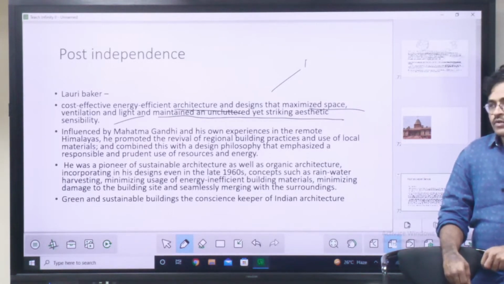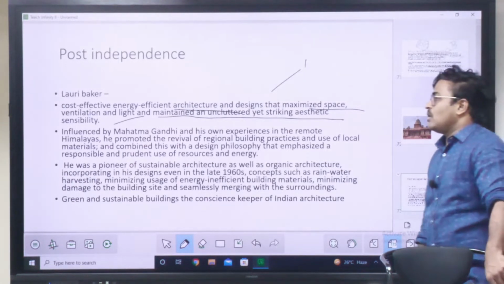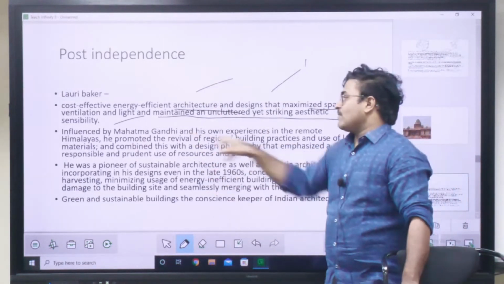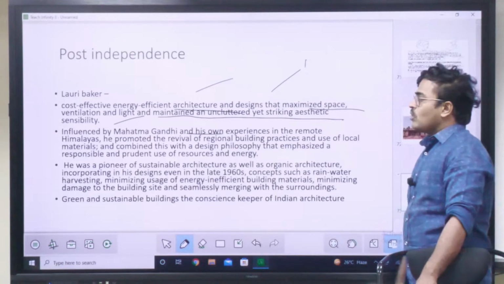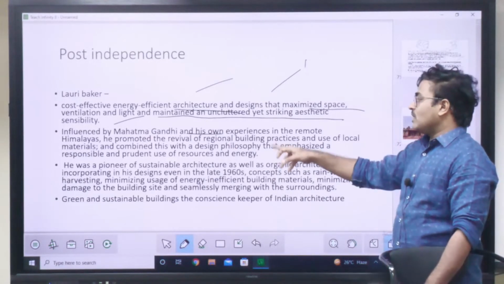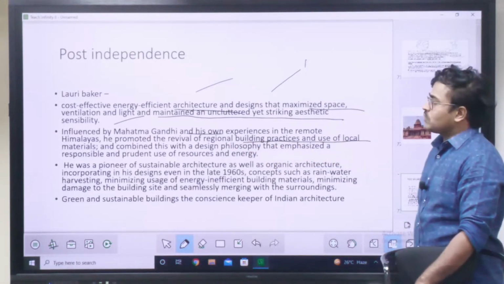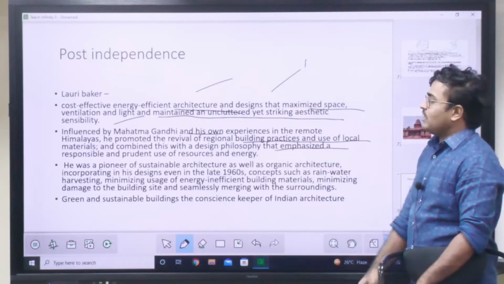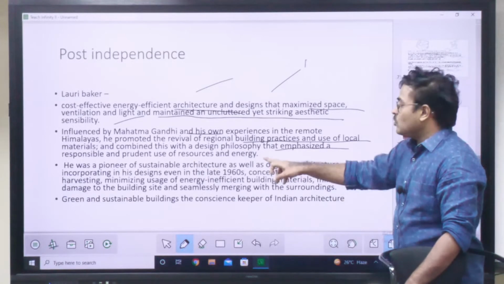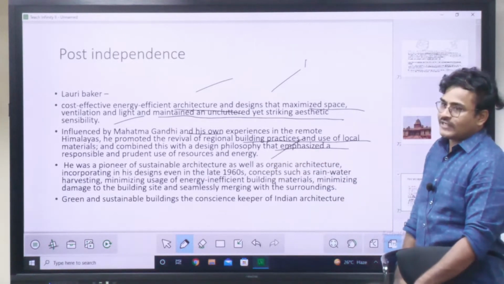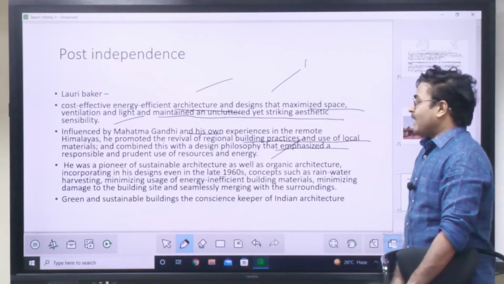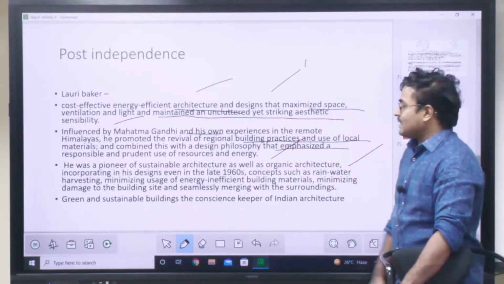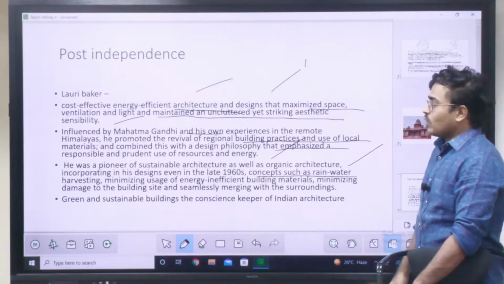So this is the case of this person called Laurie Baker. He is influenced by Mahatma Gandhi and his own experiences in the remote Himalayas. He promoted the revival of regional building practices and use of local materials, and combined this with a design philosophy that emphasized a responsible and prudent use of resources and energy. Prudent means wise. Then he was a pioneer of sustainable architecture as well as organic architecture, incorporating in his designs, even in the late 1960s, concepts such as rainwater harvesting.